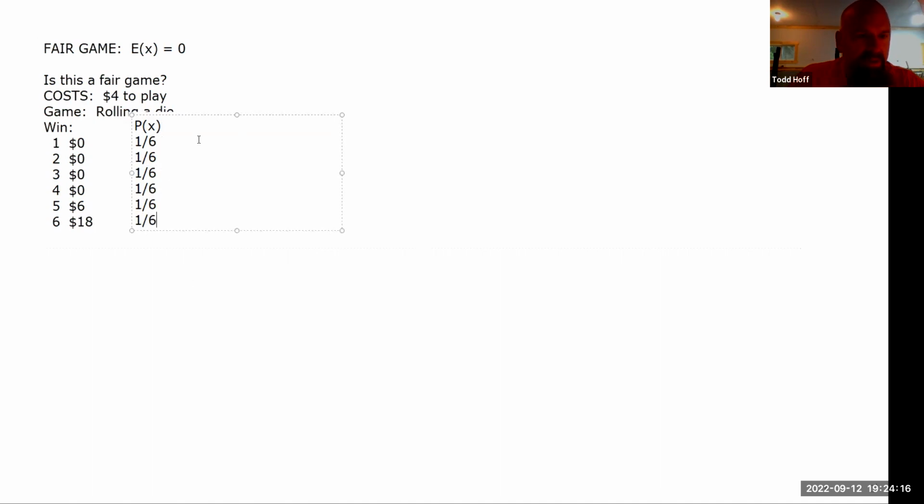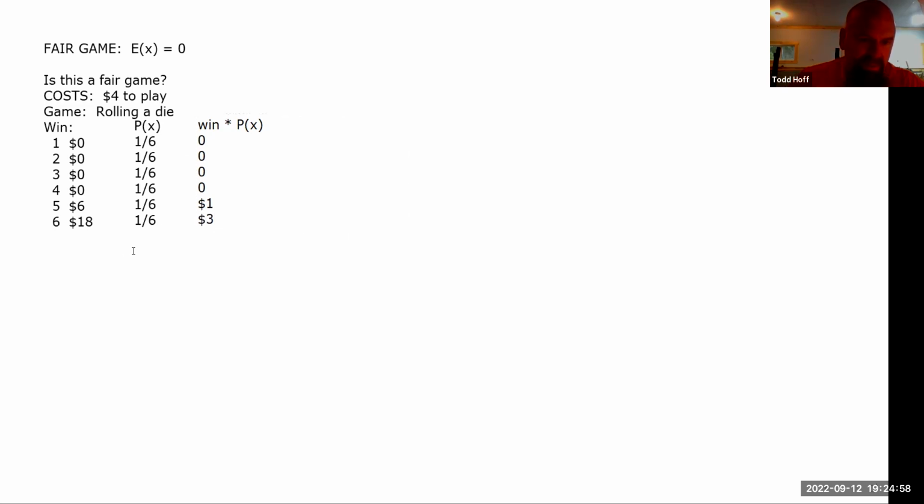So for the 1, take the winning times the probability of that. So $0 times 1/6 is 0. Well, for rolling a 1, 2, 3, or 4, you're going to get $0 back, so your expected winnings is $0. For the 5, you'd get $6 back, but you only have a 1/6 chance of rolling a 5. So $6 times 1/6 is $1. And for 6, you'd get $18 back, but you only have a 1 out of 6 chance of rolling a 6. So $18 times 1 out of 6 is $3.